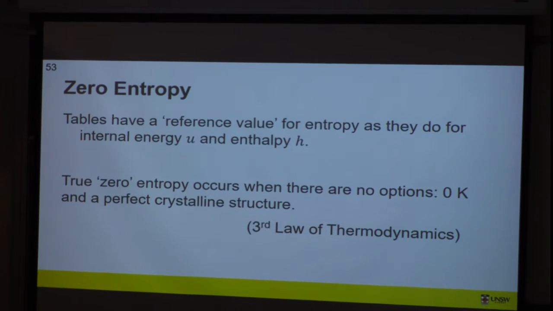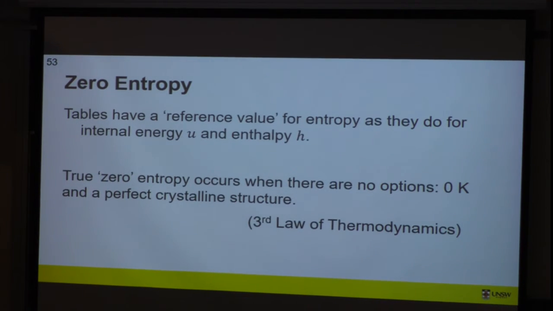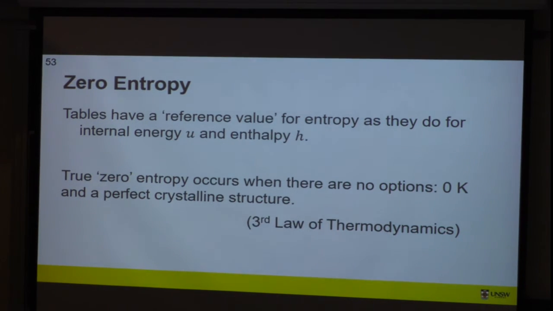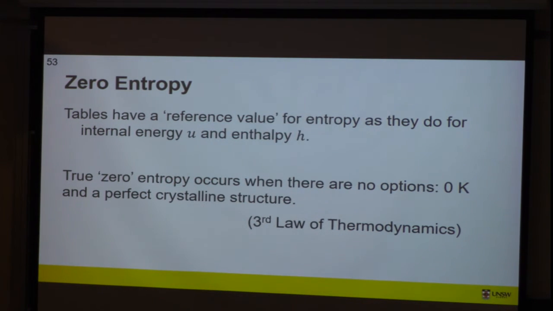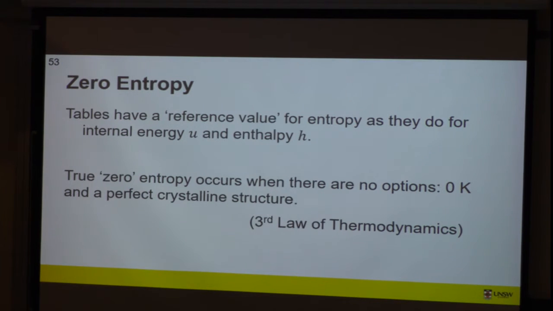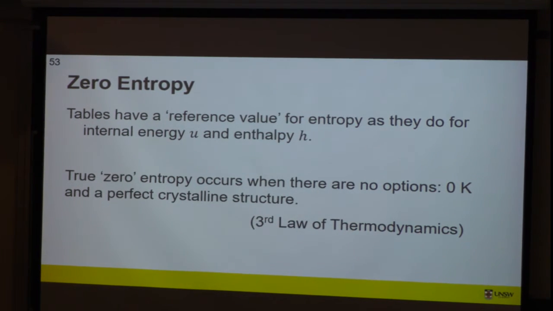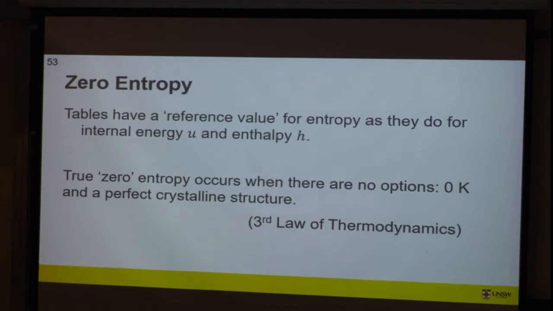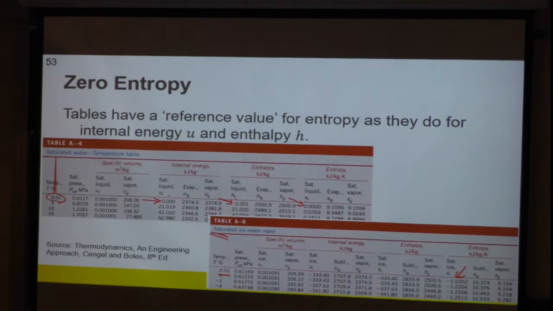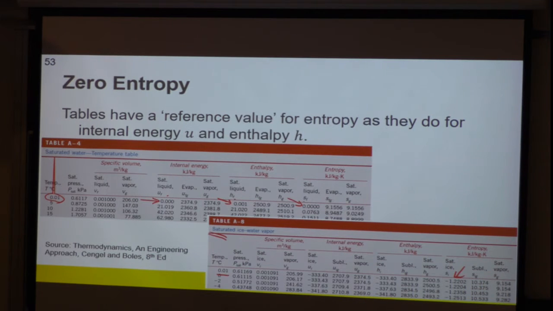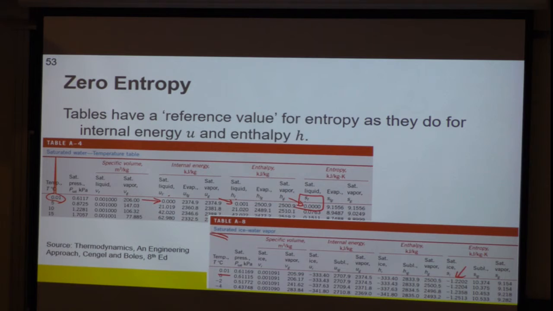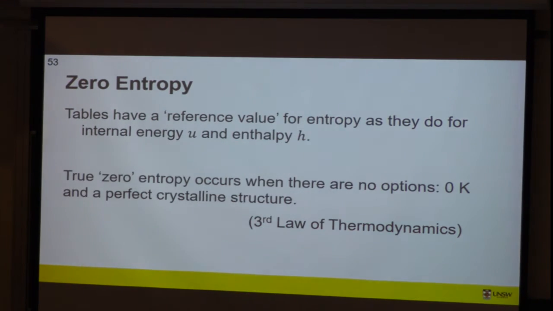If you don't have a perfect crystalline structure, then there's options as to where the atoms fall, as to where the discontinuities happen. And if you're above 0 degrees Kelvin, there's some movement which has some aspect of randomization. Right? So the true zero entropy occurs there. For our purposes, numerically, zero entropy occurs at the triple point of water, saturated fluid.